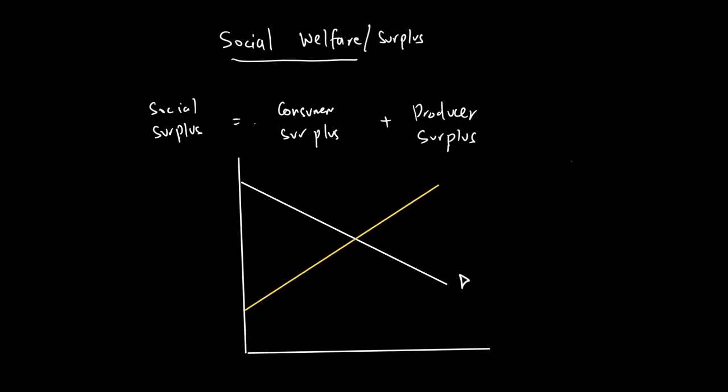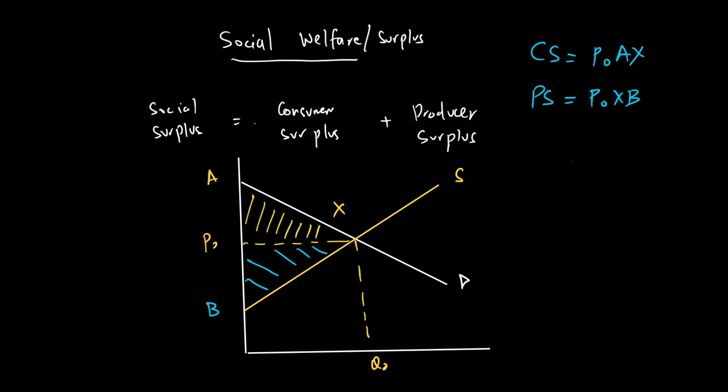And so far, what we've also established is that consumer surplus is going to be the area under the demand curve above the market price. So if demand and supply meet at this point, the market price is P naught, the quantity is Q naught. So the consumer surplus will be A X P naught, all this area under the demand curve above the market price, while producer surplus will be B P naught X, which is going to be this area, right? So my total consumer surplus will be P naught AX and total producer surplus will be P naught XB.